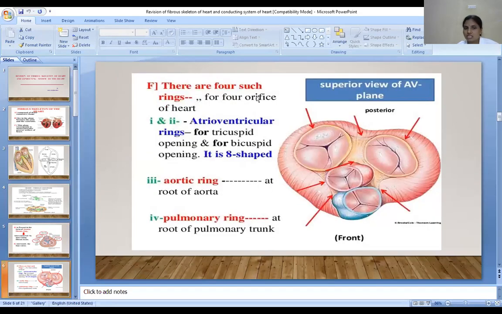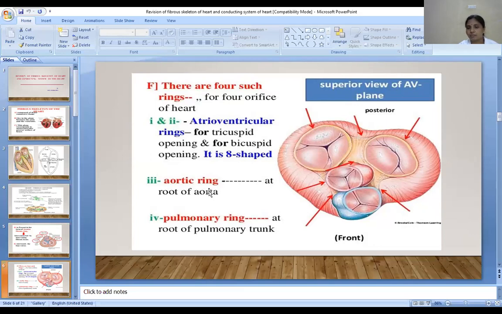Then what are those four rings? The four rings comprise the atrioventricular rings for the tricuspid valve and the bicuspid valve. If you see the structure, it shows exactly the picture of the number 8. You can identify that each atrioventricular orifice is guarded by a fibrous ring, and the structure resembles the number 8.